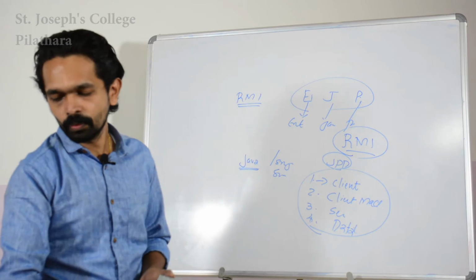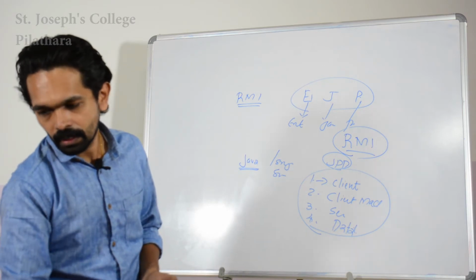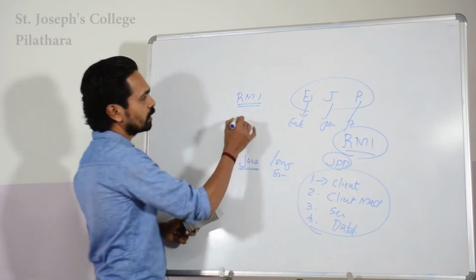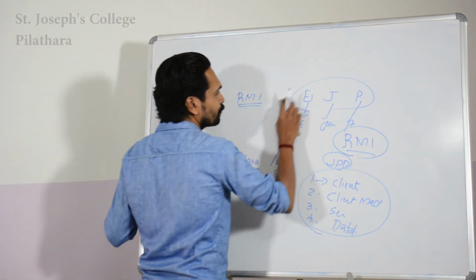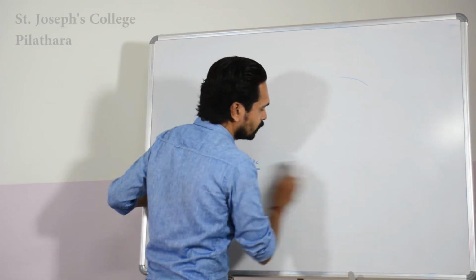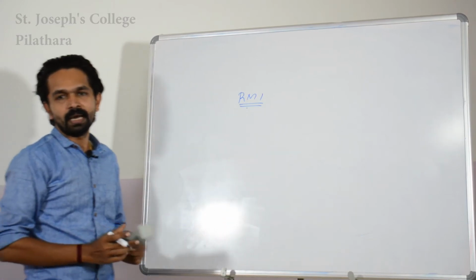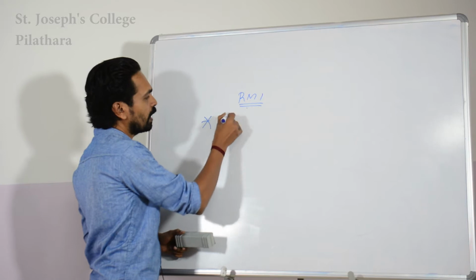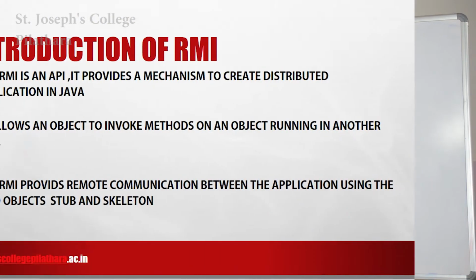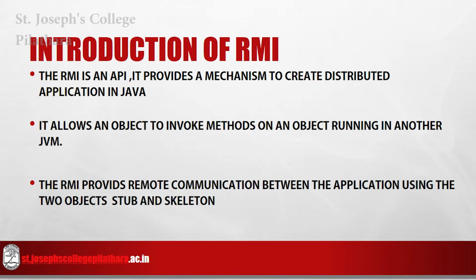So we are going to move to RMI. First I am introducing what RMI is. RMI is remote method invocation: invoking an object from a server. First point, RMI is an API. API means application program interface. What is an interface?